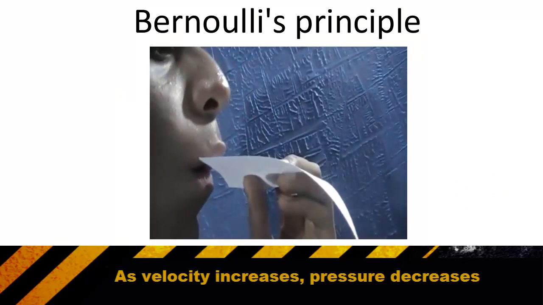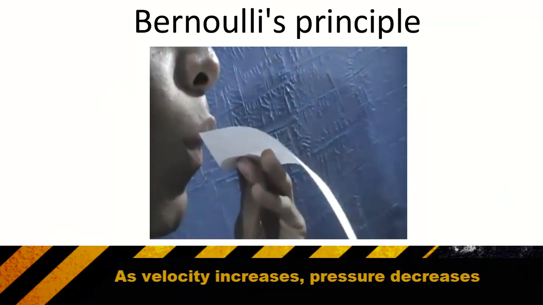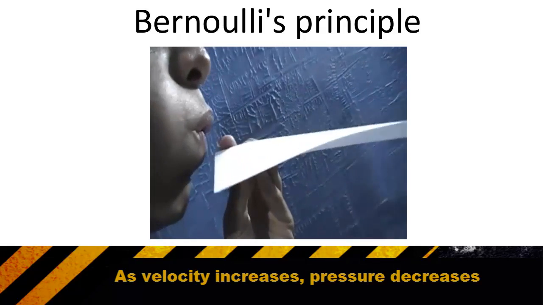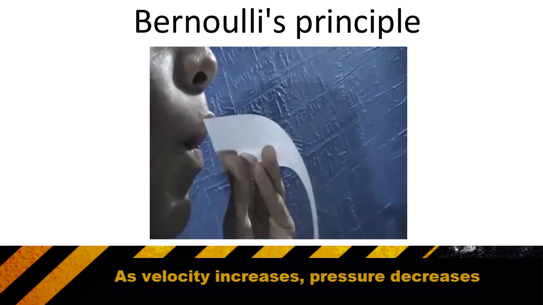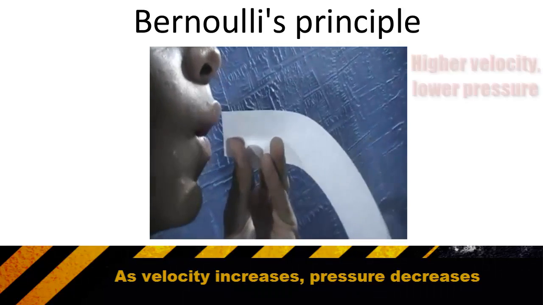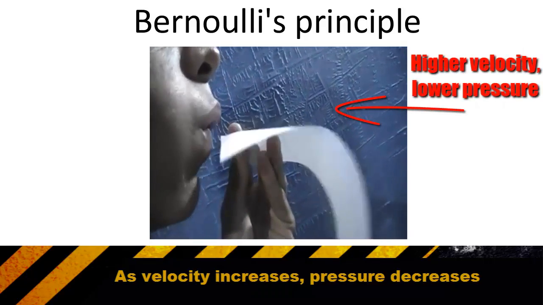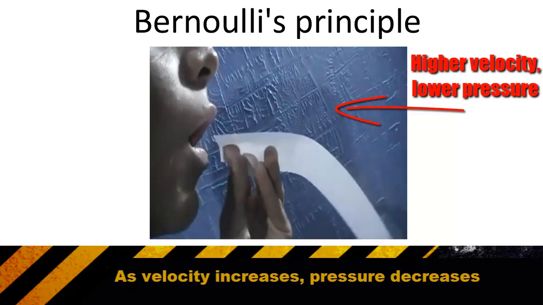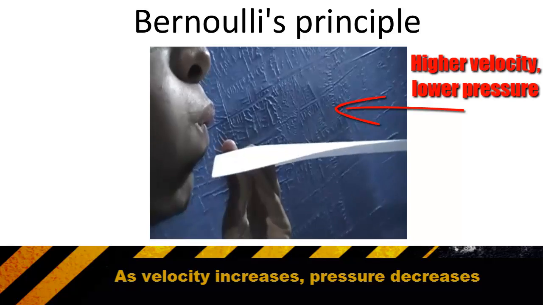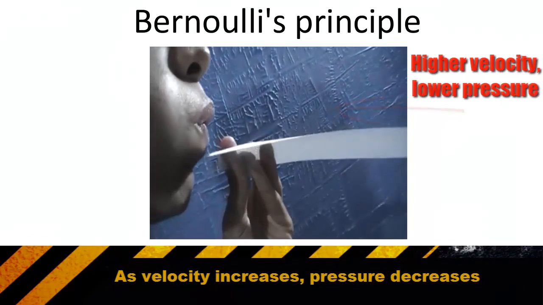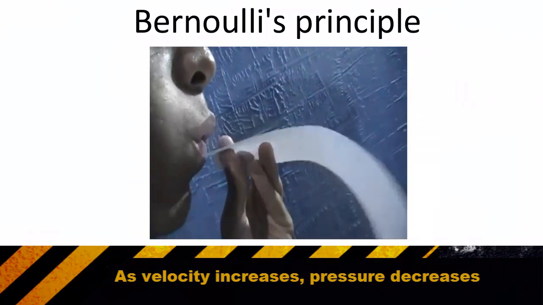There are several simple experiments you can do to demonstrate Bernoulli's principle, including taking a sheet of paper and blowing across the top. As you blow across the top of the sheet of paper, you create a low pressure zone because the air is moving faster. So you have a low pressure zone on top and a high pressure zone below the paper, and the result is the paper is pushed upward just like an airplane's wing.